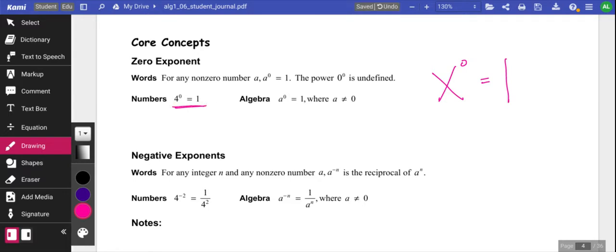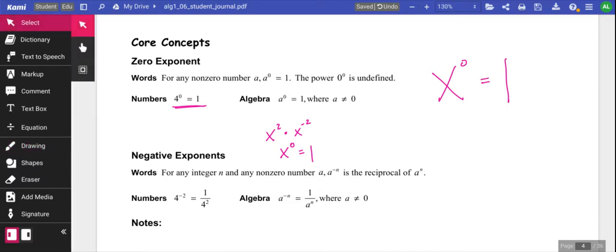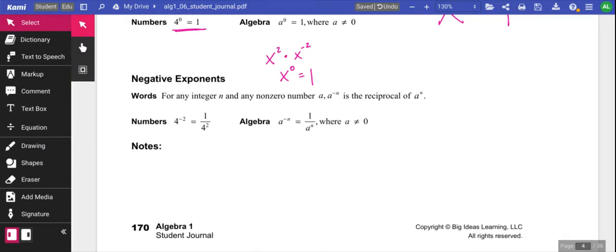And maybe as we go into some more of these rules, you'll kind of see how it makes sense with the other rules. If you have x to the 2 times x to the negative 2, well, I'm going to combine those two exponents, and I don't have 0, but I have 1. It doesn't just totally disappear. If it doesn't make sense, don't worry about it. Just remember the rule.